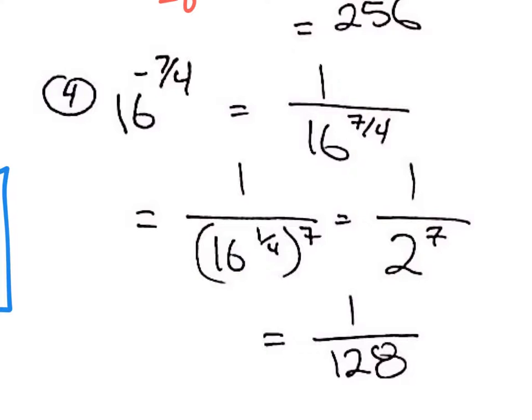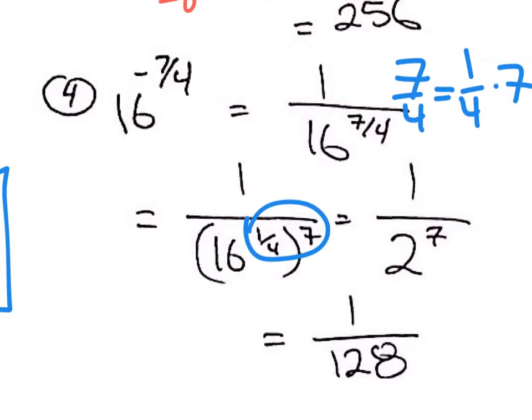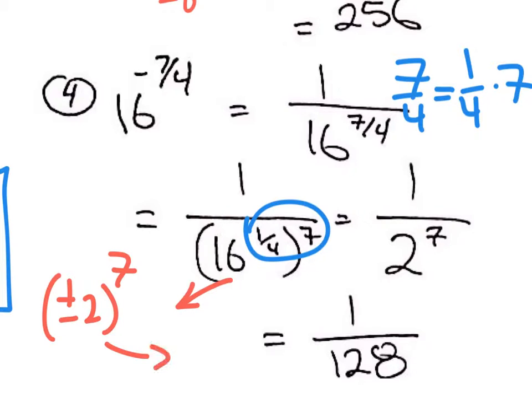7/4 is the same as 1/4 times 7, which is where this comes from. So we have 16 to the 1/4, and that would be 2, and then 2 to the 7th would be this. Now, when we do this, the 4th root of 16 could technically be plus or minus 2. And if that were to the 7th, it would give us plus or minus this. So maybe this would be more appropriate, saying plus or minus 128.